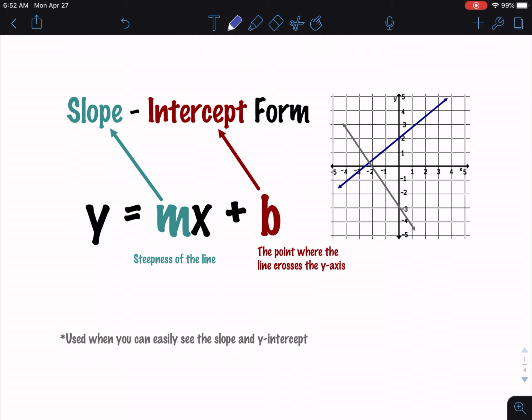And then I also need to know, okay, where is this line at on the graph? And one way to tell where the line is at on the graph is to describe where it's crossing the y-axis. So the y-axis is this piece of information on my graph.